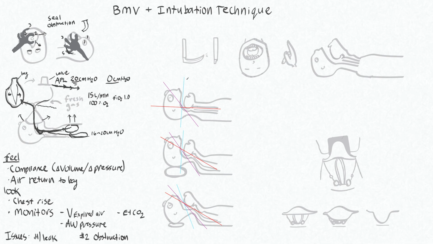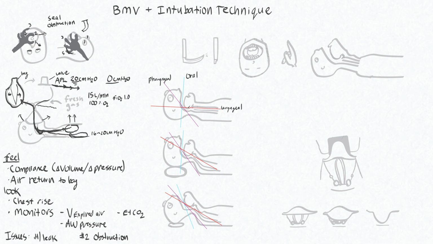So here we have a guy laying on the bed, and he is very poorly positioned. This is his oral axis. His pharyngeal axis follows the course of his pharynx, so that's there. And this is his laryngeal axis, which follows his trachea and his larynx.